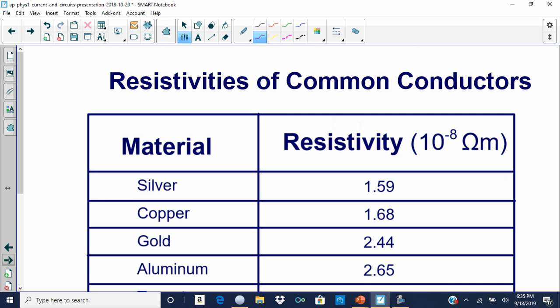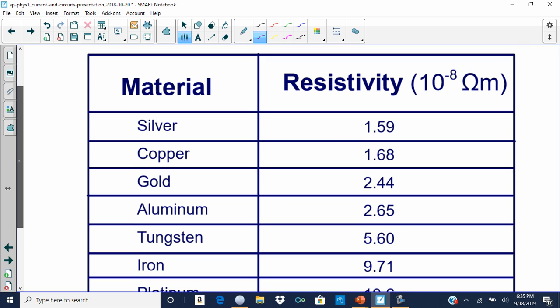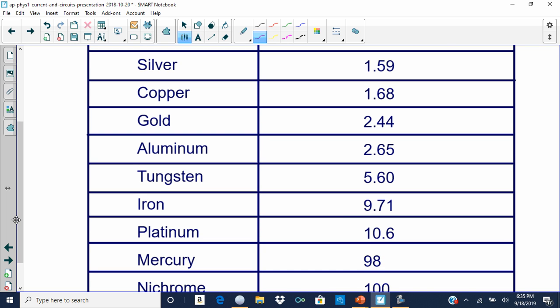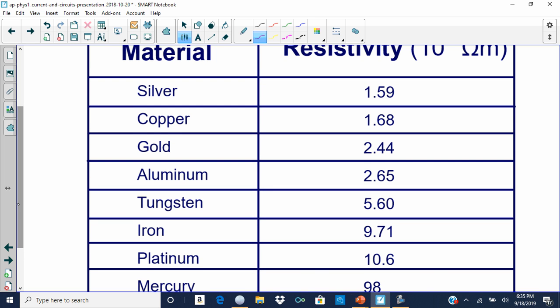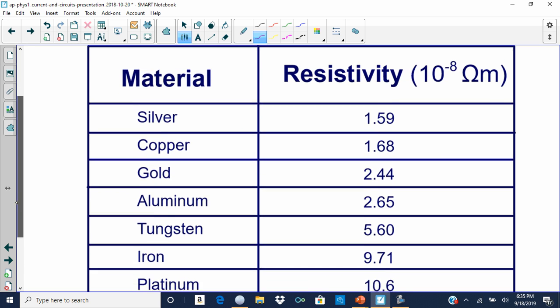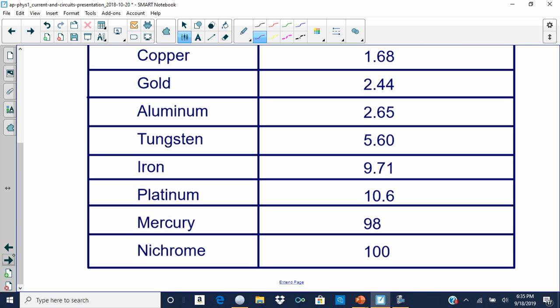So here are some common conductors and their resistivities. Notice that all of these numbers are going to be multiplied by 10 to the negative 8 ohm meters. So silver is 1.59 times 10 to the minus 8 ohm meters. Tungsten is 5.60 times 10 to the minus 8 ohm meters. Platinum is 10.6. Notice nichrome is 100 times 10 to the minus 8 ohm meters. As you go down the list, the numbers get higher.